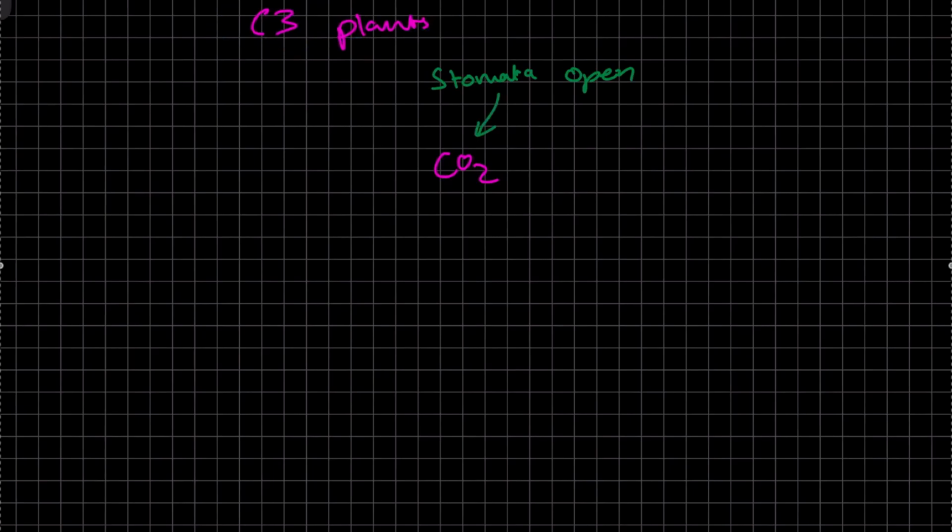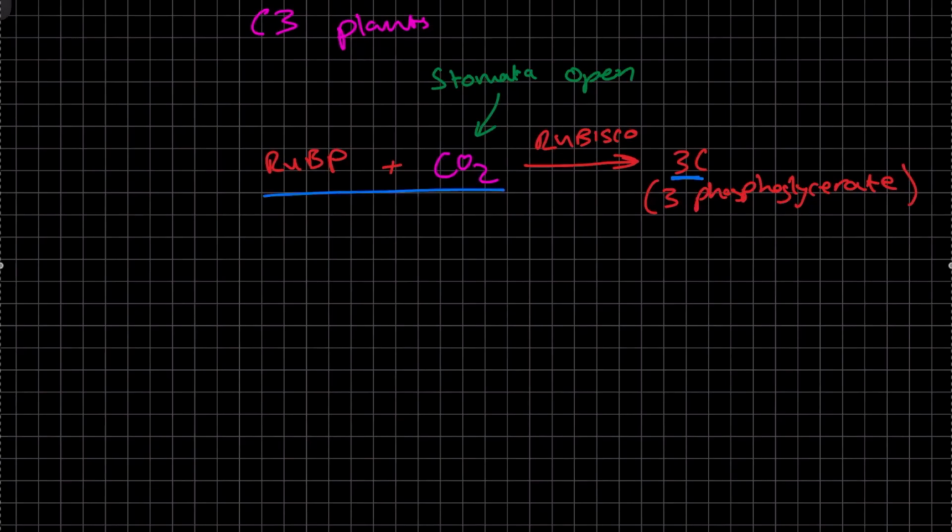In C3 plants, this carbon dioxide will immediately be used by Rubisco to add it to ribulose bisphosphate and produce our 3 carbon molecule known as 3-phosphoglycerate. As mentioned before, the very first stable product that occurs due to carbon fixation is a 3 carbon molecule. This is why we name these plants C3 plants.